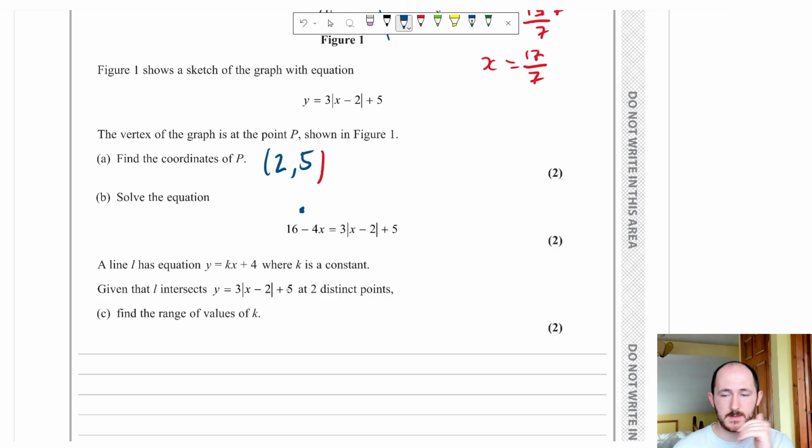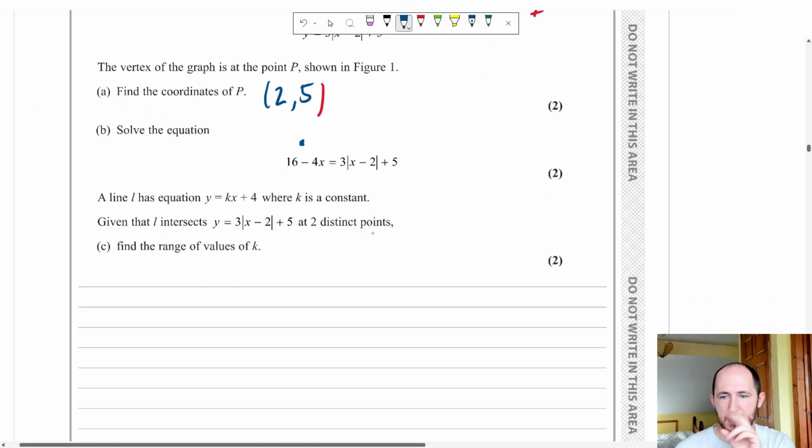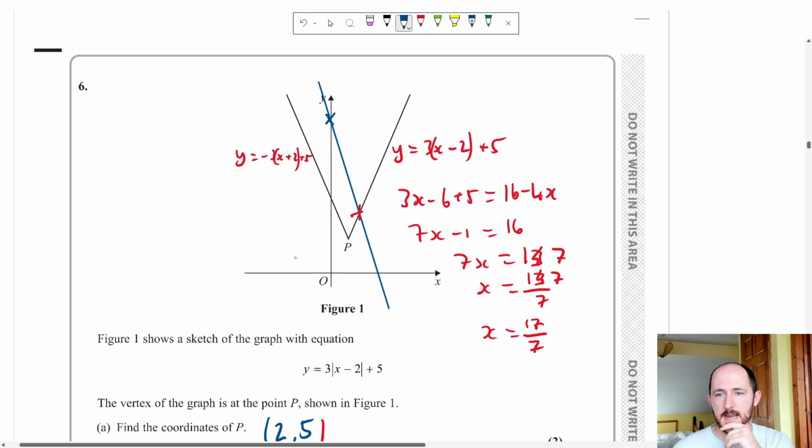I don't know how you do this without drawing it. You can't just do it algebraically. It says a line has equation y equals kx plus 4, where k is a constant. Given that it intersects the graph that we had originally at two distinct points, find the range of values for k. People always end up getting one of the values, not both of them. And let me show you how to do this.